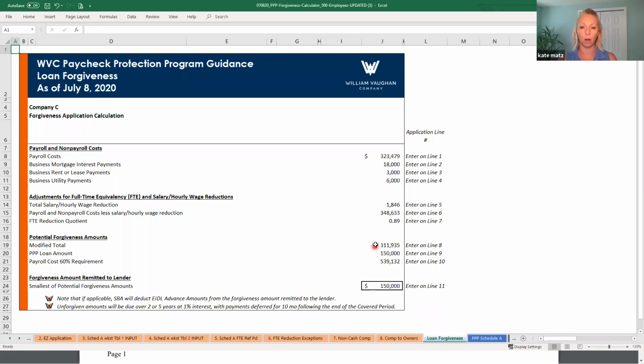So here's an example of a company that had a small salary hourly wage reduction, and then they also had an FTE reduction, so 11% FTE reduction, and still got full forgiveness because they used that 24-week covered period and have so many dollars here that were eligible for forgiveness that even after you take out that wage reduction and that FTE reduction, you still are higher than the loan amount itself. So we're at 150 for that loan forgiveness.